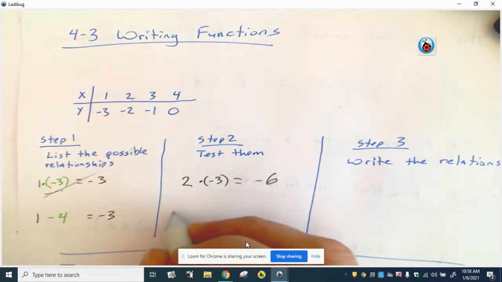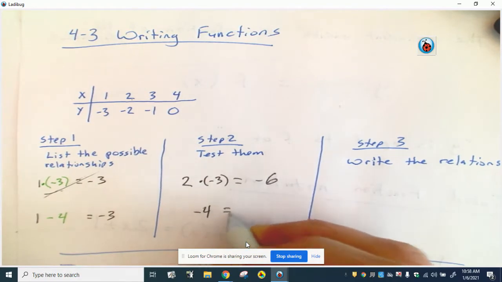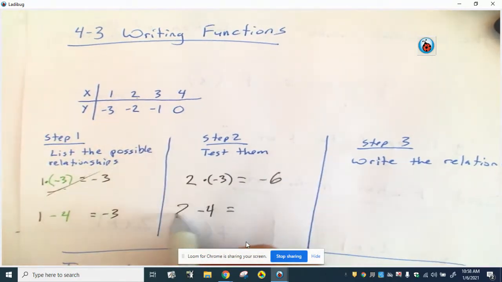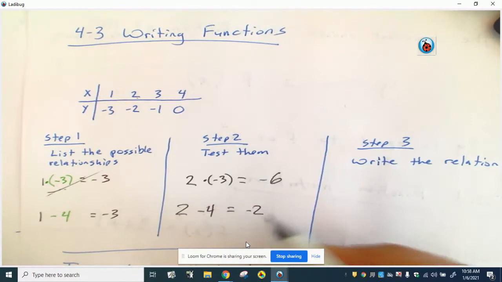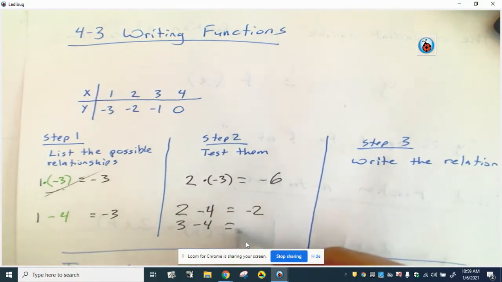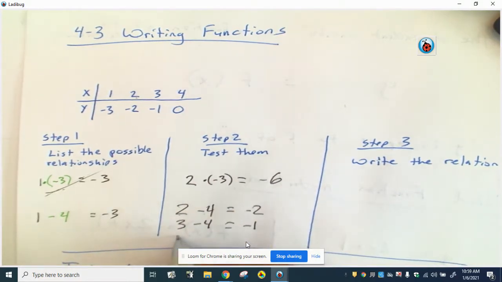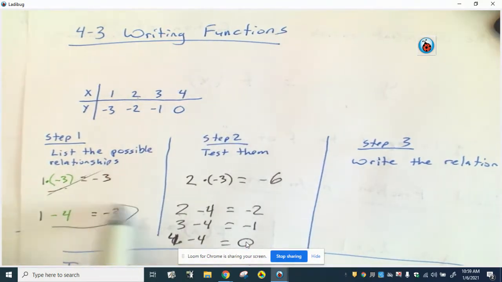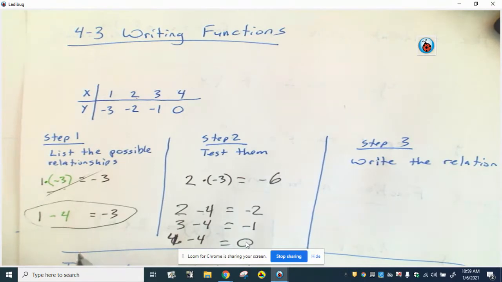Well, now let's try the -4 idea, right? And see if that works. Well, if I plug in a 2, 2 minus 4, -2, that works. If I plug in a 3, -4, sure enough, that's -1. If I plug in a 4, and I go -4, sure enough, it gives me 0. So yes, it was the -4 idea that works.